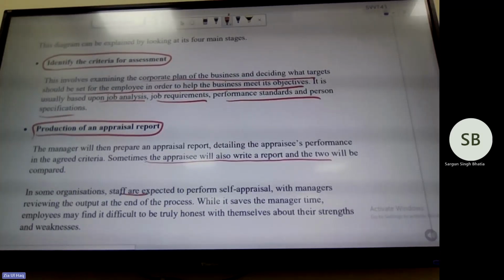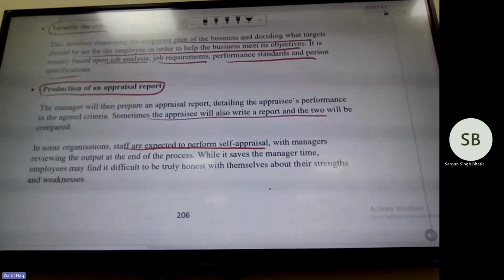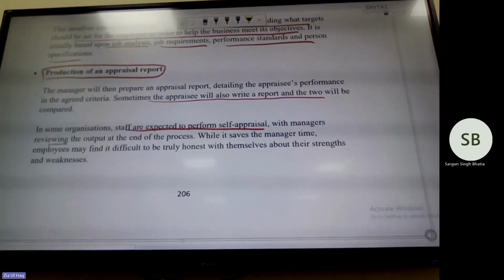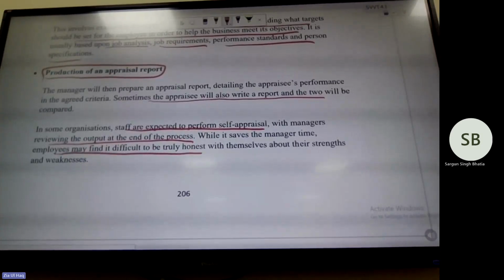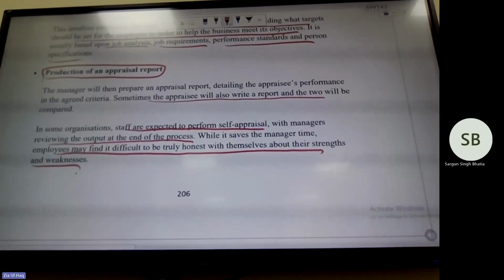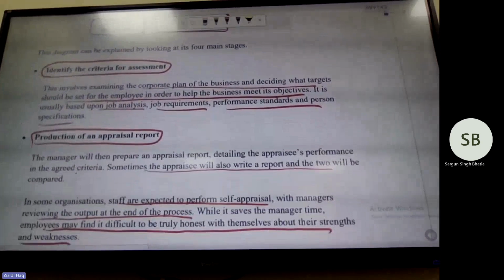So in some organizations, staff are expected to perform self-appraisal, by themselves, with the managers reviewing the output. You will submit that report to the manager, and then the manager will see whether you have prepared it accurately or not, because he also has information. While it saves the manager's time, employees may find it difficult to be truly honest with themselves about their strengths and weaknesses, and there are chances the employee will highlight their strengths more than weaknesses. But if they prepare it properly, it can save the manager's time, because otherwise the manager has to prepare for all employees if there are so many employees in the organization. So first you need to define criteria.